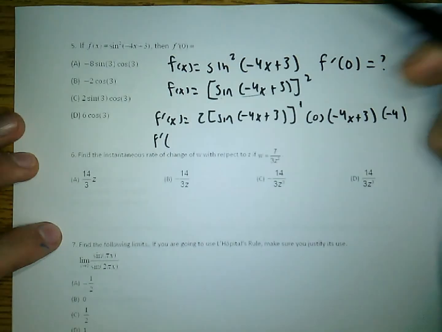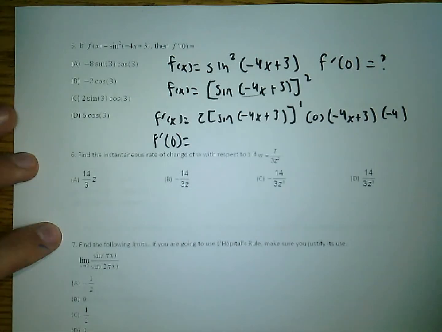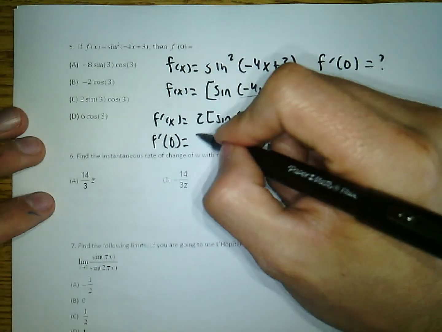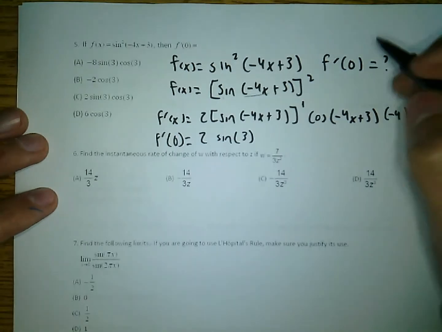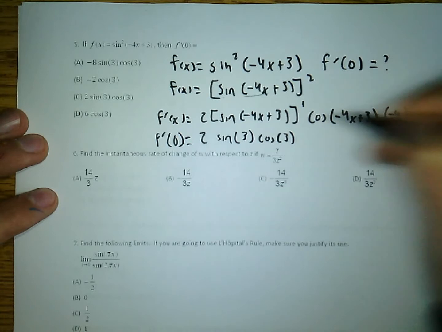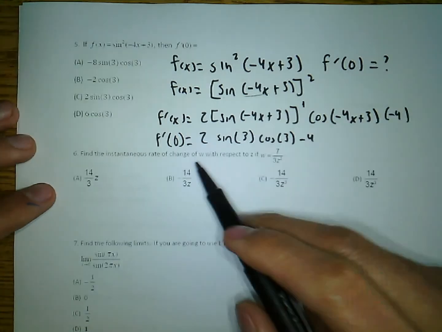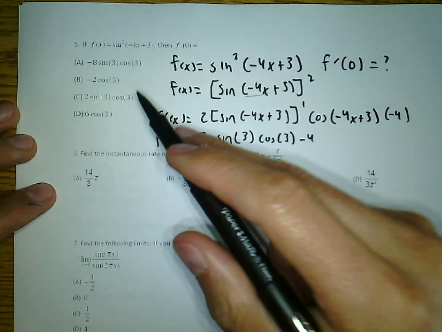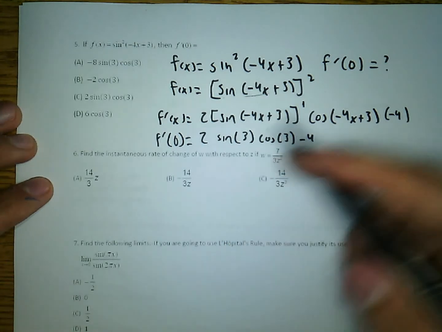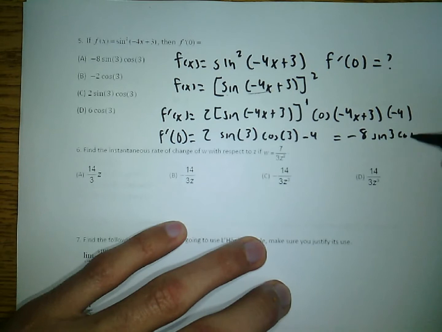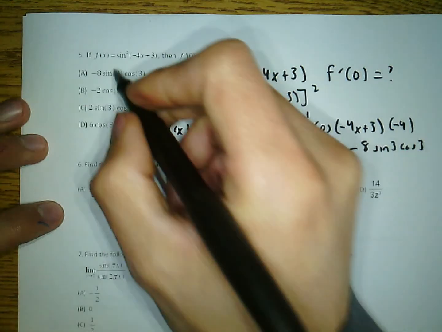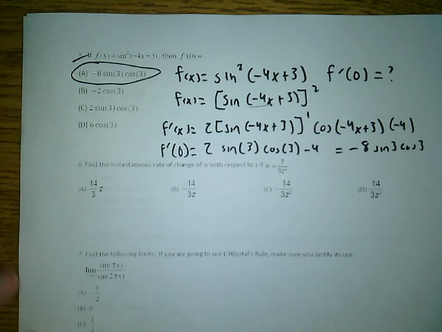So now I'm just going to evaluate at 0, and hopefully this matches one of the options here. So we've got 2 times the sine. If I plug in 0, that would be 3, and then cosine 3, and then I have a negative 4. It doesn't match any of what I have here, but I do realize that negative 4 times 2 is going to give me a negative 8. Sine 3, cosine 3, which would be option A.